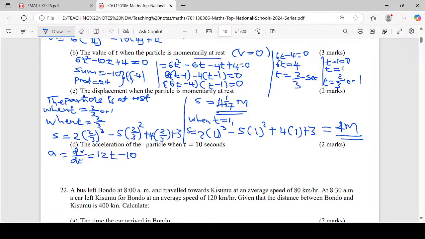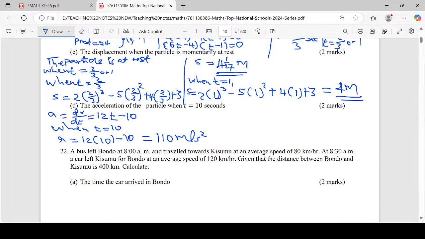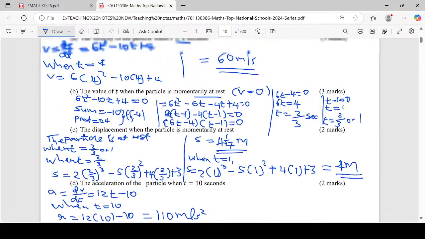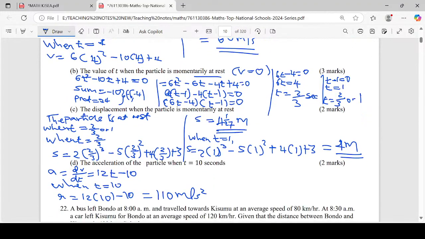So when t is equal to 10, acceleration is given by 12 into 10, that's 120, minus 10. This is going to give me 110 meters per square second. And that is a question on differentiation.